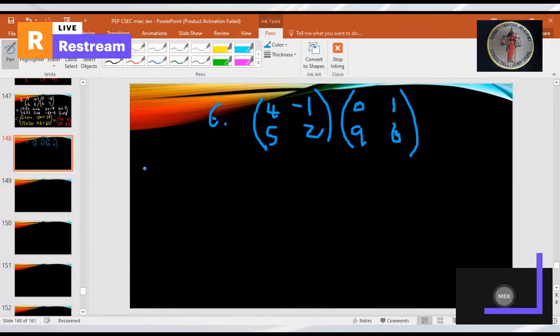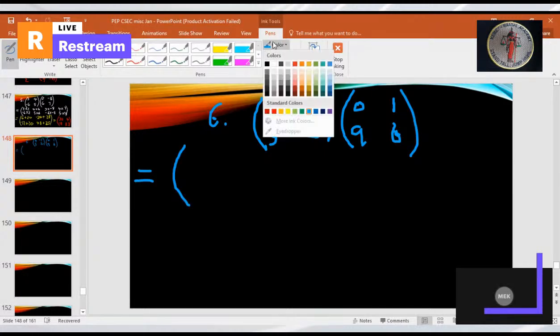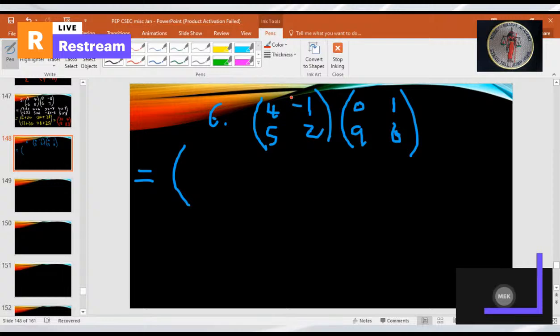So we're going to multiply row by column. So it will be 4 times 0. So that row, this row by this column, and then this row by that column. So it will be 4 times 0 and negative 1 times 9, and back to the 4 now. 4 times 1, negative 1 times 6. So 4 times 1, negative 1 times 6.